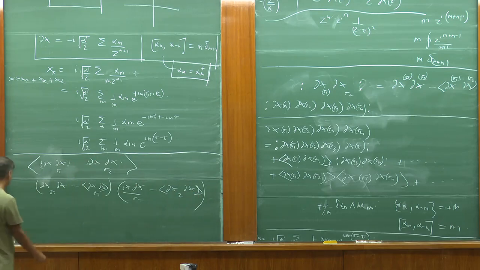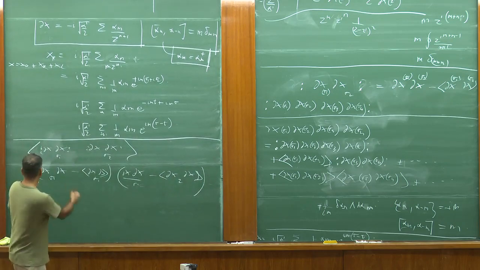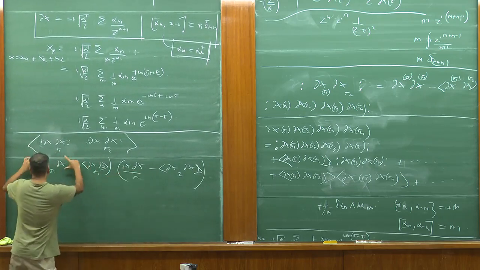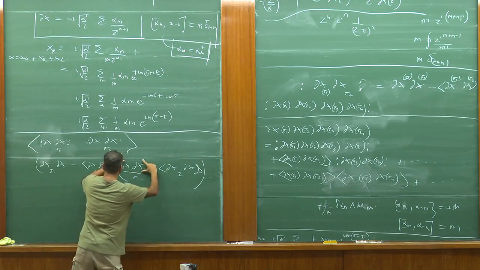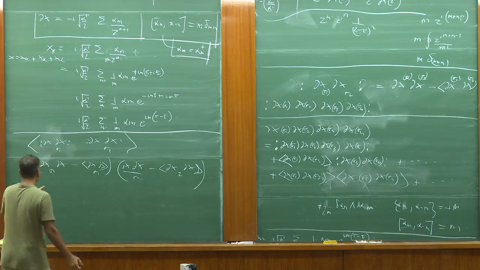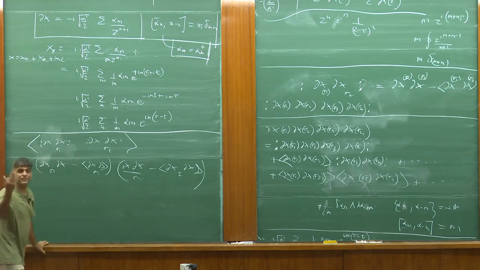Okay? So what would we have got? First we would get everything we got from here, which would include this expectation value minus this expectation value times this expectation value. Okay? So let's work this one thing out.